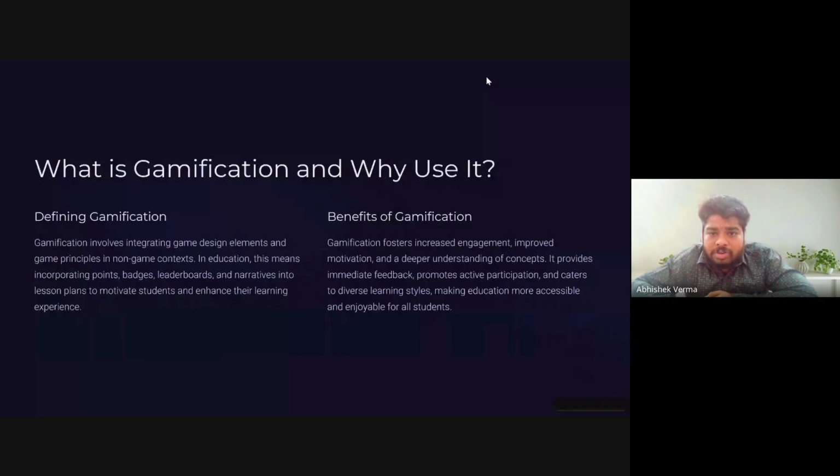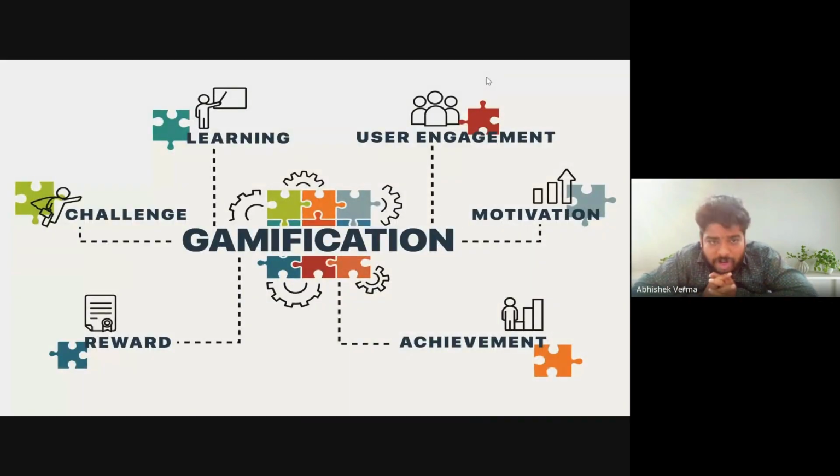First of all, we know what gamification is. Gamification is a type of learning where students are engaged, motivated, and increase their achievements with rewards and challenges.